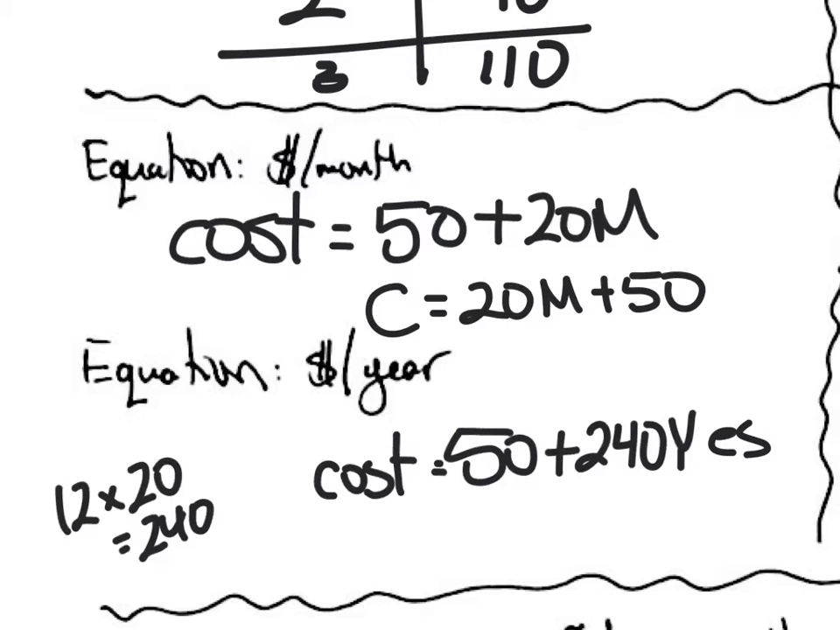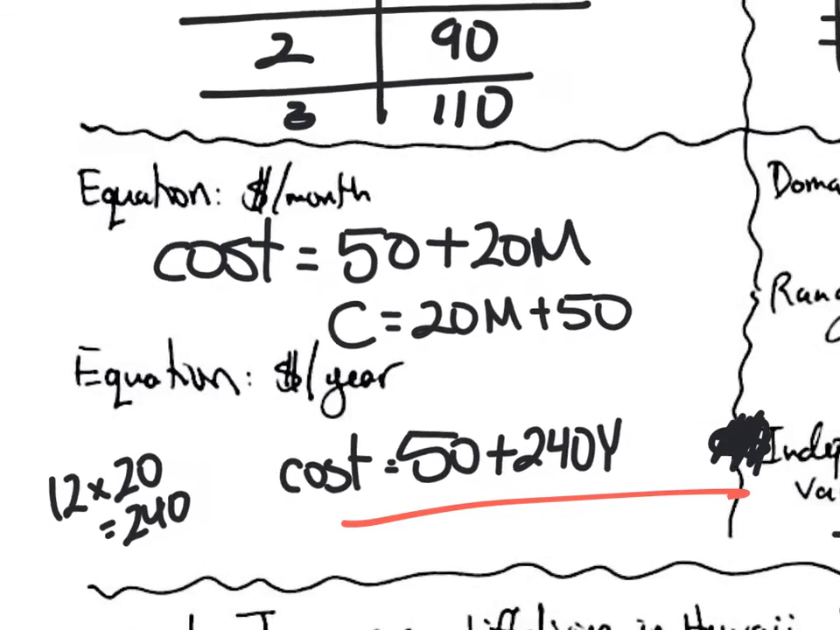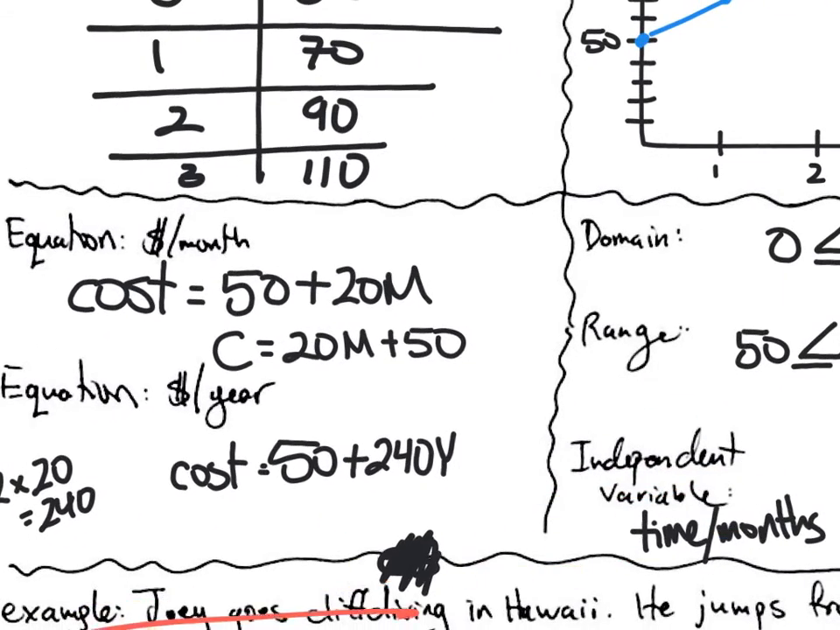And then if we're talking about per year, we know there are 12 months in a year, and each month costs $20, so it'd be $240 per year. So we'd get something like cost is the initiation fee plus $240 times the number of years.